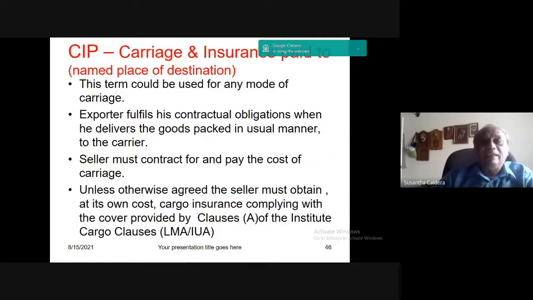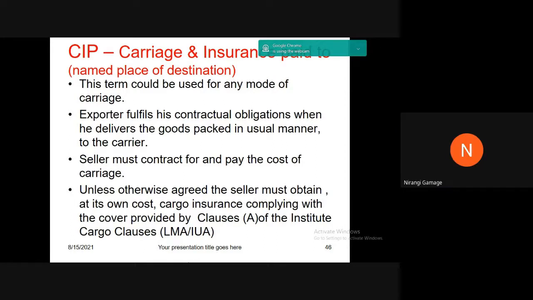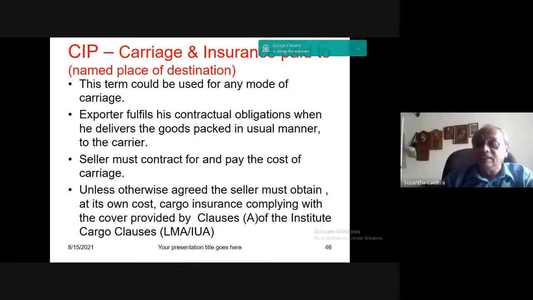CIP, carriage and insurance paid to. Can you hear me? Yes, sir. Yes. So all of a sudden, everybody went on mute. Right. CIP, carriage and insurance paid to. This term can be used for any mode of carriage. Right?